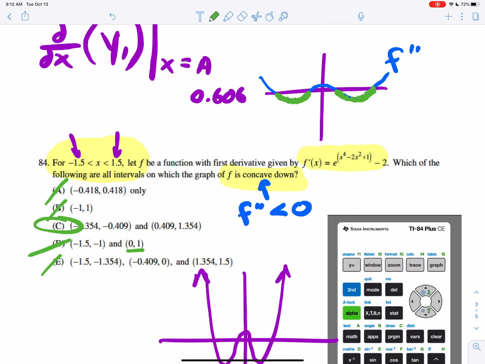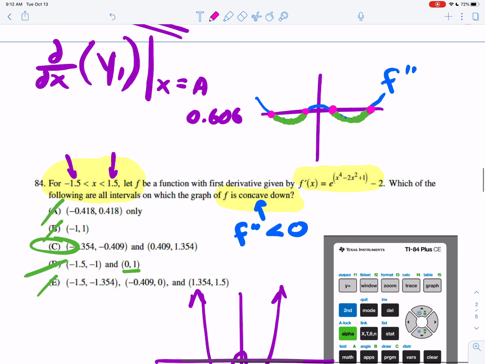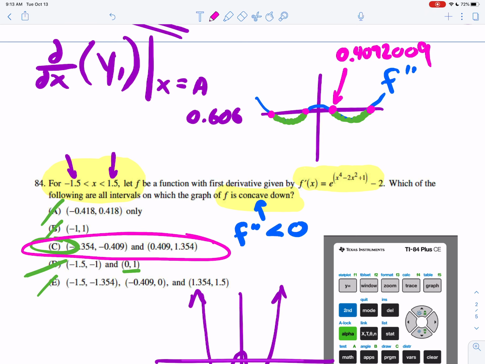What you would do is, we have 4 zeros here. Usually just checking one will do. I'm going to go ahead and check this one. All right, so let's go to second, trace 0. Left bound, I'll put 0. Right bound, I'll put 1. You should get 0.4092009. That should be enough for you to pick C.